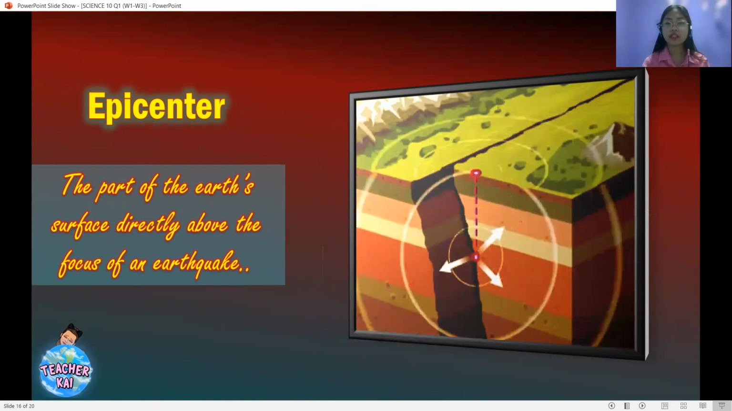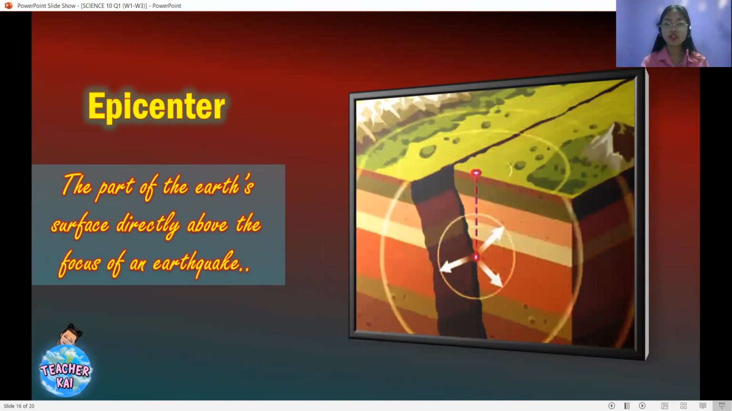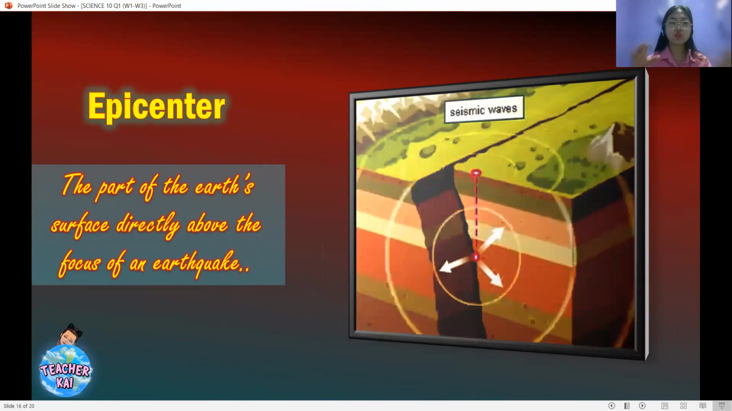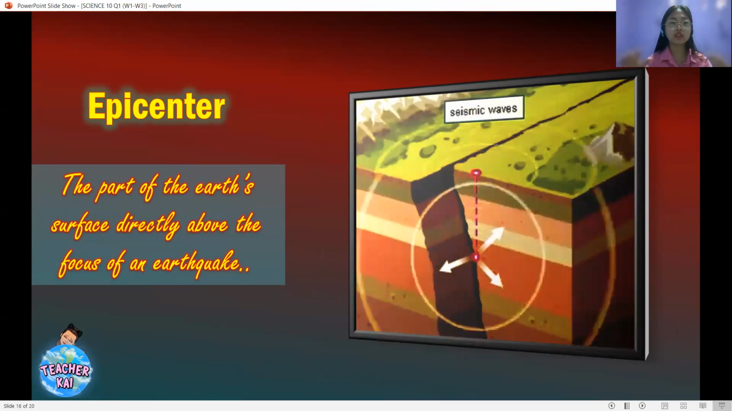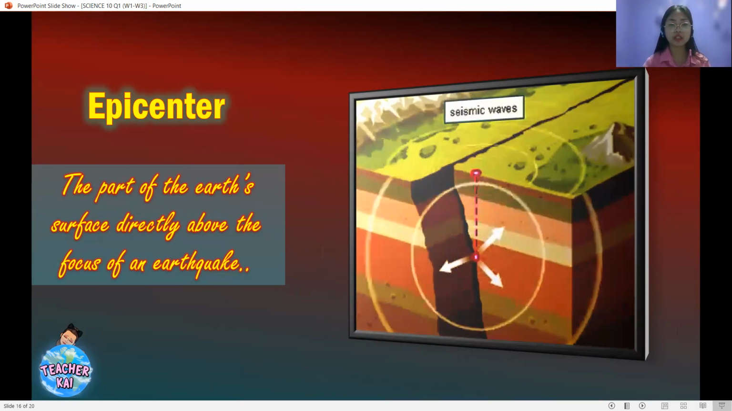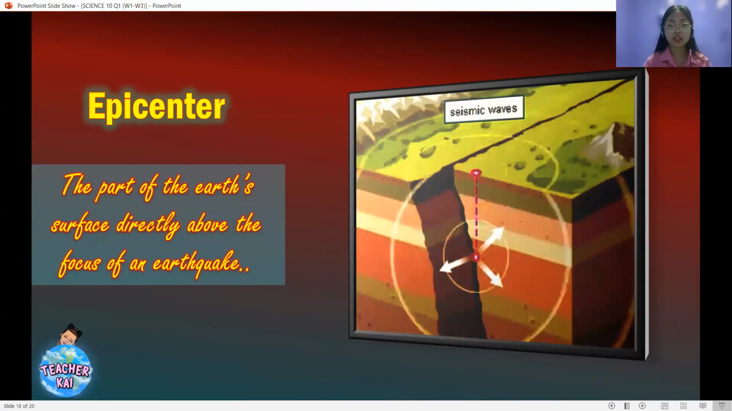Okay, so yan, nagre-release ng energy into the crust so that the Earth's crust will move. So kaya nagkakaroon ng earthquake because of the energy released underneath the ground.